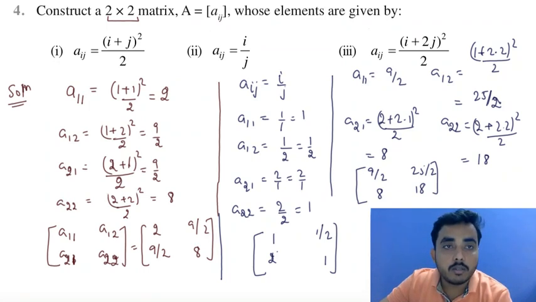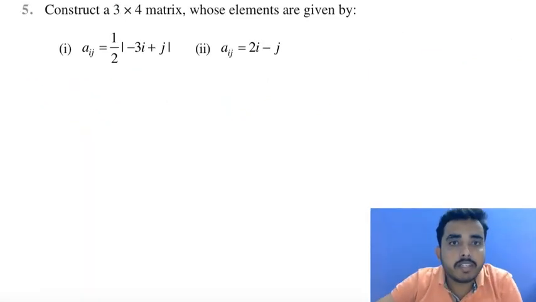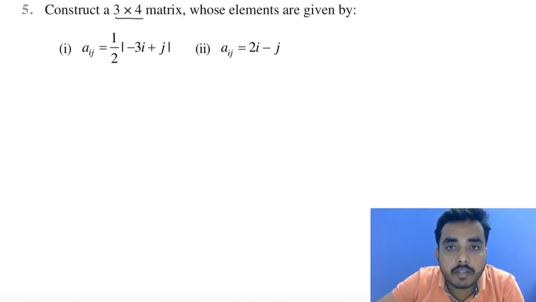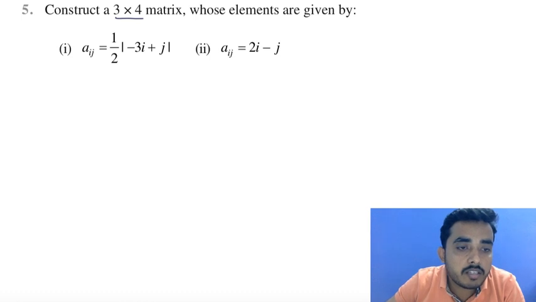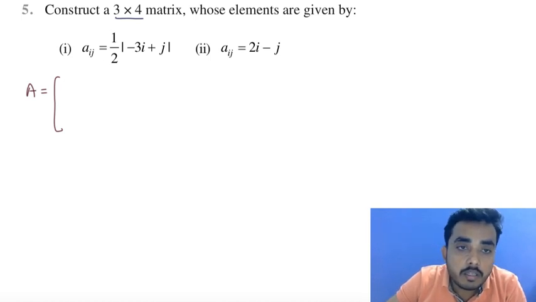Now let's do question number 5. So students, here is question number 5 on our screen, in which we need to construct a 3 by 4 matrix whose elements are given by this. So to construct a 3 by 4 matrix, let's see a 3 by 4 matrix कैसा होता है. So this is number of rows will be 3 and number of columns will be 4.